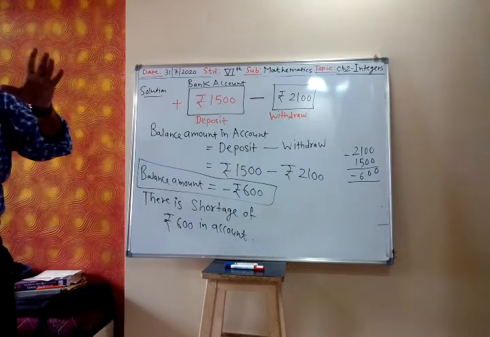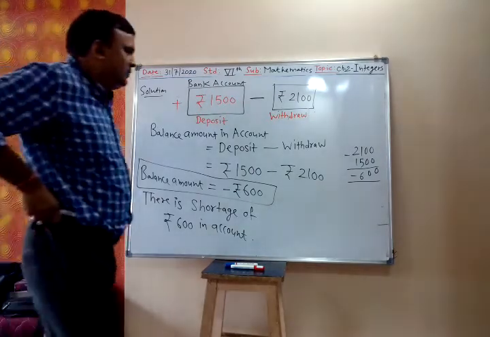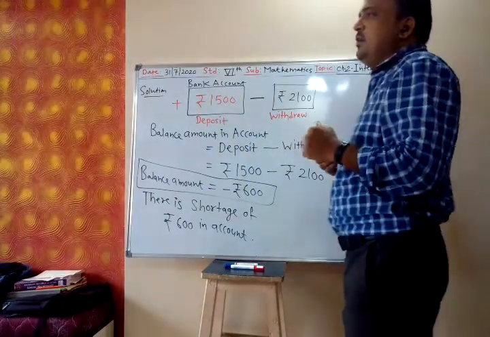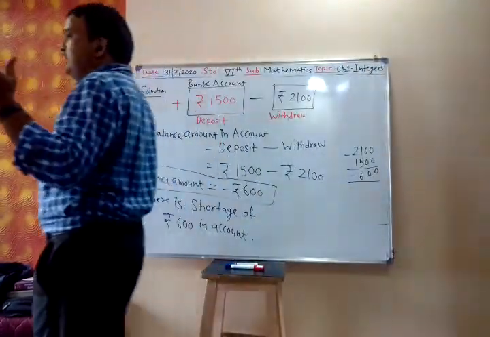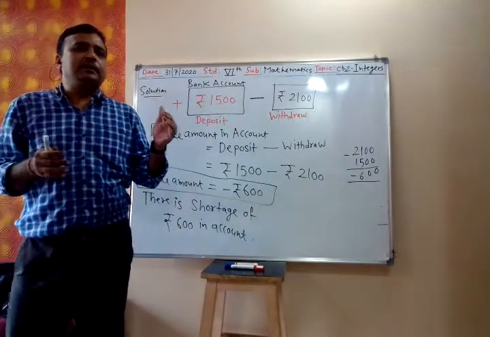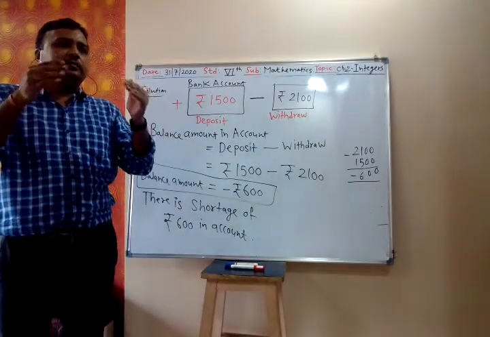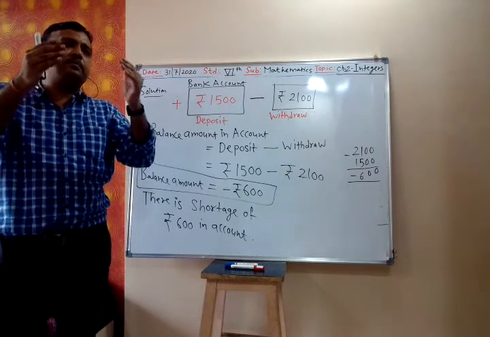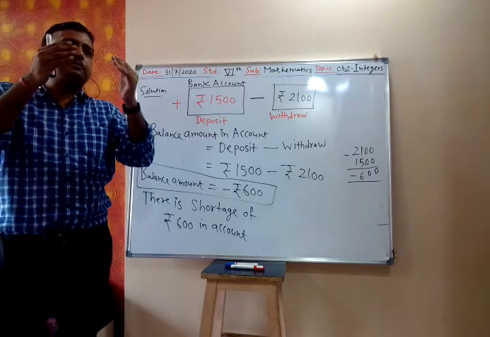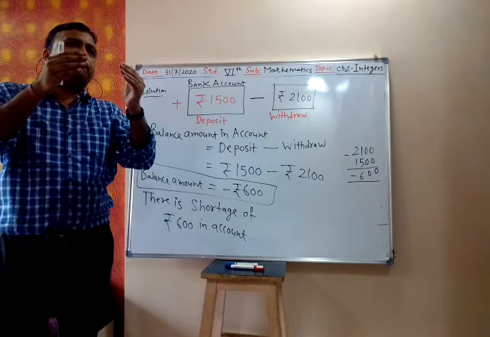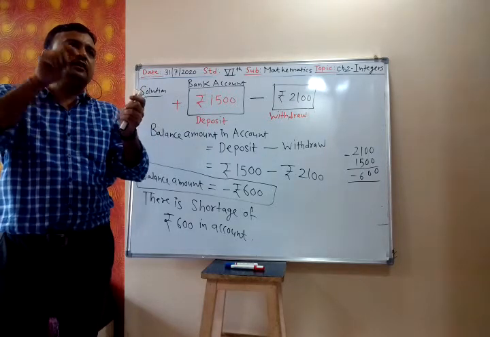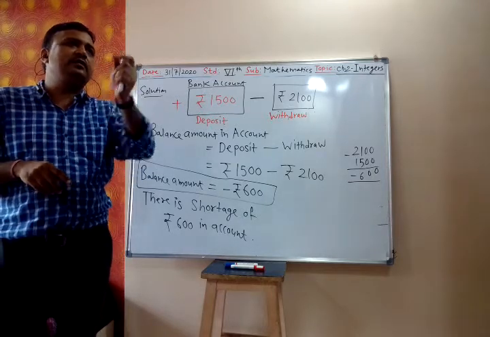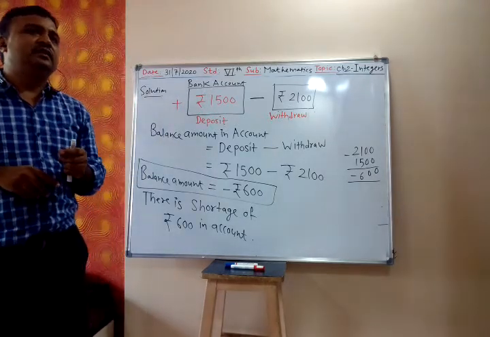Always balance is deposit minus withdraw. Let me give you one example. Suppose your mummy gives you 10 apples. So 10 apples are deposited. From 10 apples, I am taking 5 apples. Then how many apples are remaining to you? That will be 10 minus 5.